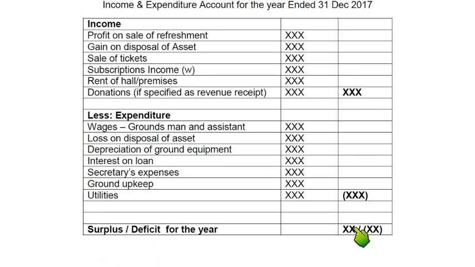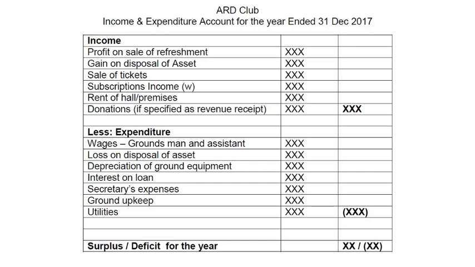Now what is this? As you are aware, not-for-profit organizations are never created, never built in order to earn profit. Therefore, in an income and expenditure account, we do not need to write profit or loss. Instead, we'll be writing surplus for the year instead of profit, and deficit for the year instead of loss.